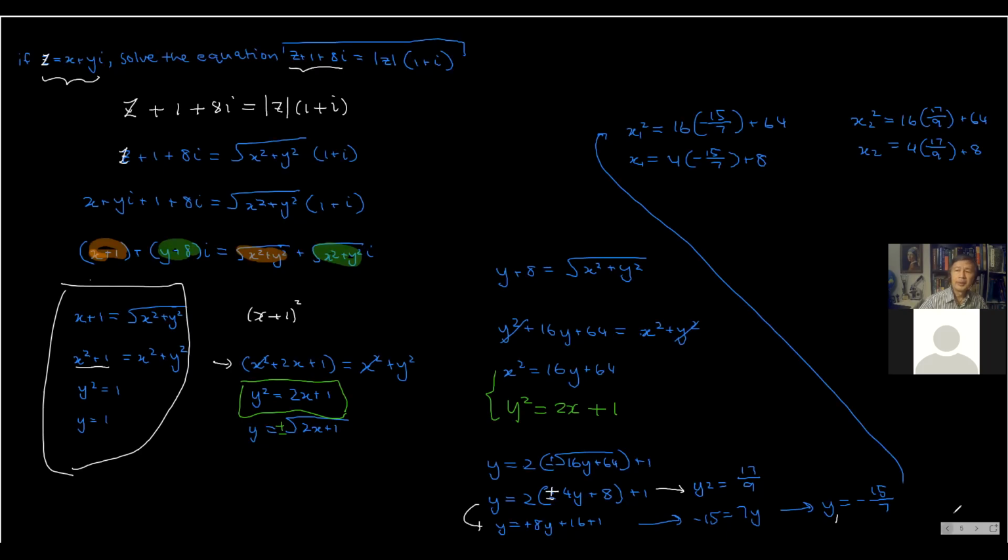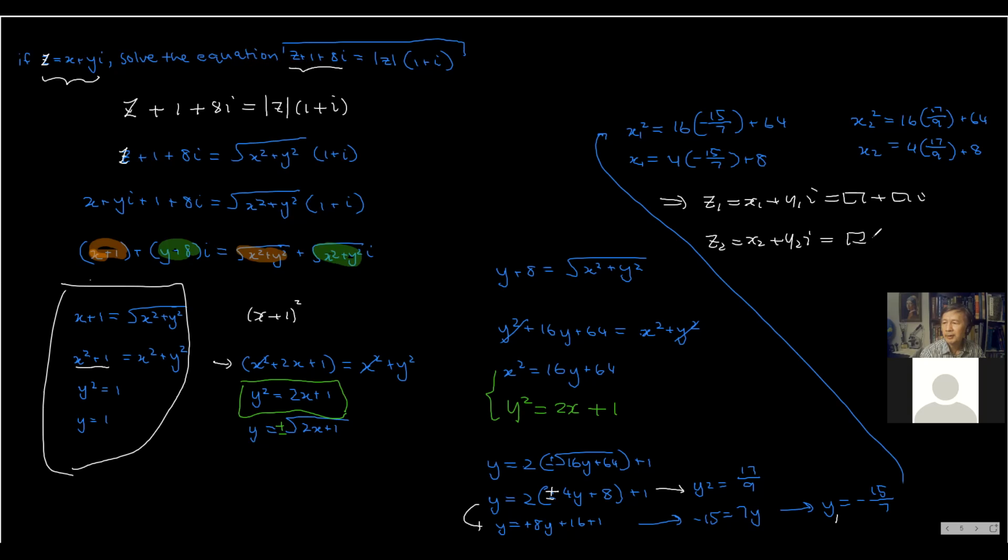So do I just say x equals this and this, and y equals this and this? Well, finally you will write z1 equal to x1 plus y1 i, and z2 equal to x2 plus y2 i. Depending on what the number is, you just put the number here. So finally, that is the final answer. You got two complex numbers.